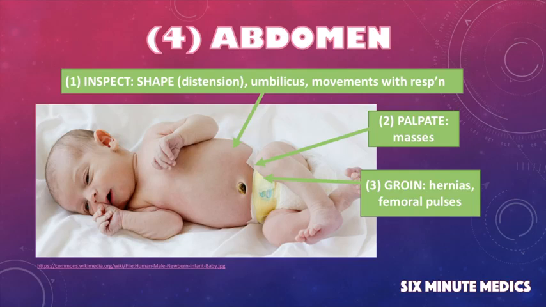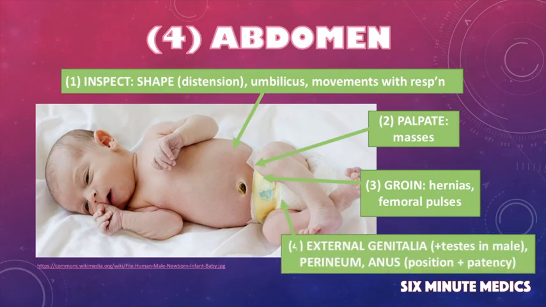This is a crucial part of your assessment and failure to feel femoral pulses may indicate an underlying cardiac defect such as coarctation of the aorta or even possibly critical aortic stenosis. Once you have done this, have a look at the external genitalia. Is your patient obviously a girl or a boy, and if it's a boy, can you feel 2 testicles in the scrotum? From here, you should inspect the perineum and have a look at the anus, establishing whether the anus is patent and that it appears in a normal position.